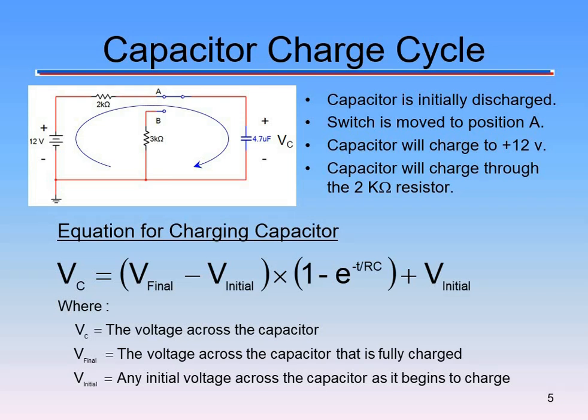Alright, so VC, that's the voltage across the capacitor. And then we have our final voltage, that's what it gets to when it's fully charged, so in this case it can get to 12 volts. Alright, and V initial, that's any voltage across the capacitor when it begins. So maybe that capacitor didn't fully discharge because something switched. It might have started with some charge.